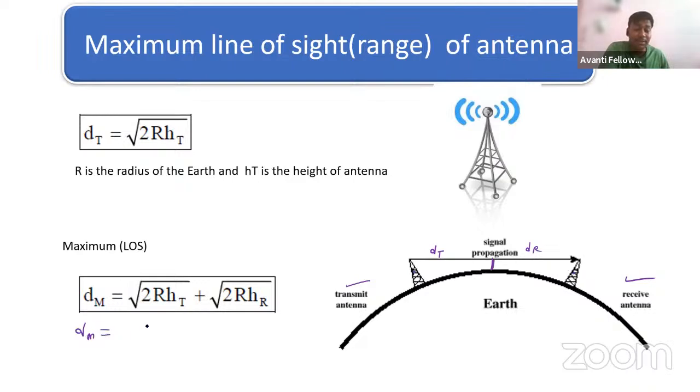Or you can say maximum range or distance between the antenna and the receiver having line of sight, that will be d transmitter and d receiver. In that case, this will be the line of sight of this transmitter and this will be the line of sight of this receiver. Okay, this will be the maximum line of sight between the two antennas. Okay, so write down this formula here. Write down this also.